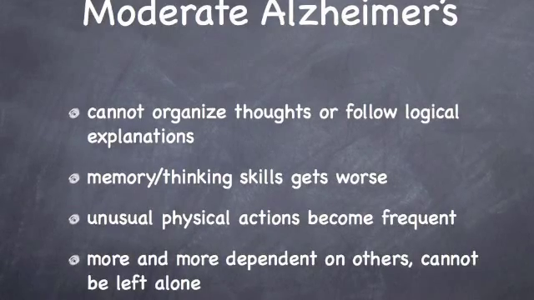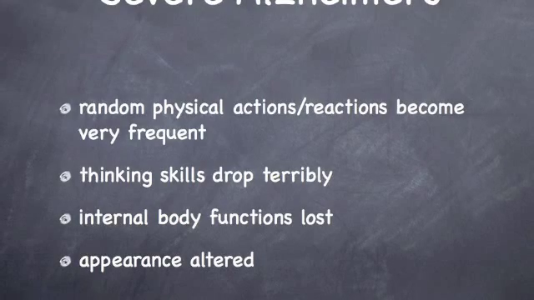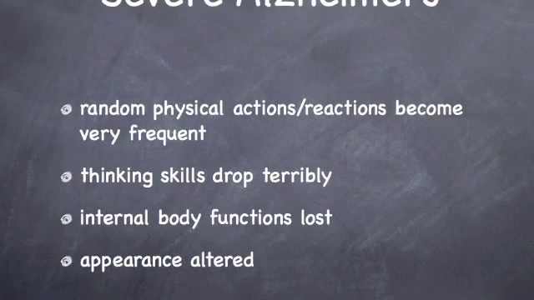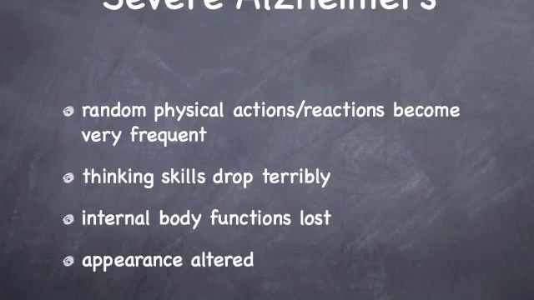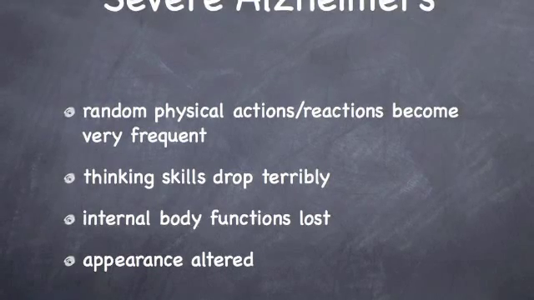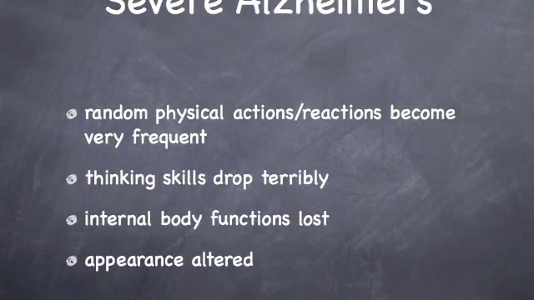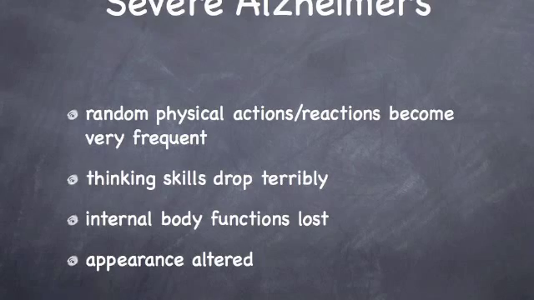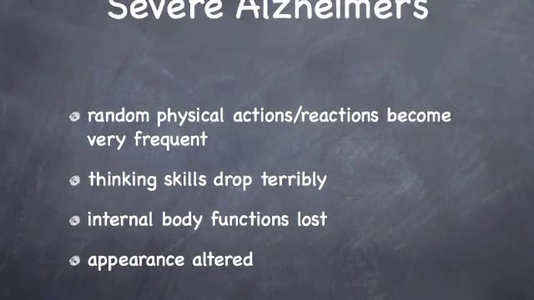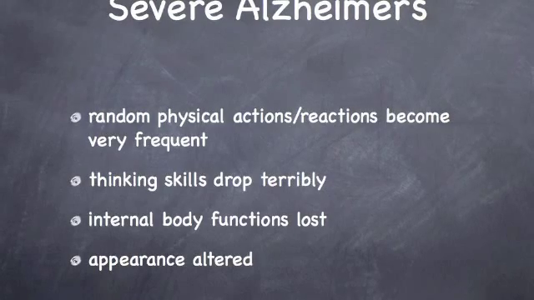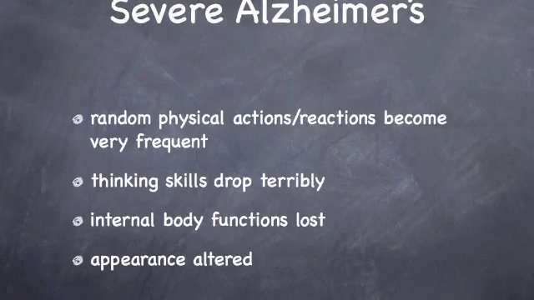Furthermore, people with moderate AD cannot be left alone for safety precautions. During severe Alzheimer's, the last stage, random physical actions and reactions become very frequent, such as repetitively crying out, patting, or touching everything. Also, thinking skills drop terribly, such as forgetting to swallow. Internal body functions are lost, specifically the loss of control of bowel and bladder, and appearance is altered by losing weight and skin becoming thin and tearing easily.